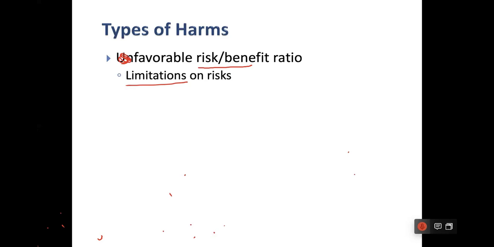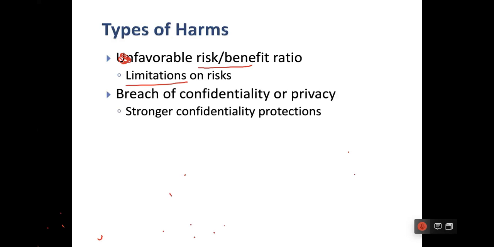But children, if there are no potential benefits directly to children, then the research can't be greater than minimal risk. If it is greater than minimal risk, then there has to be a compensating benefit. So again, we don't want to enroll vulnerable people in risky research unless the benefit compensates more so than in other studies for the risk.